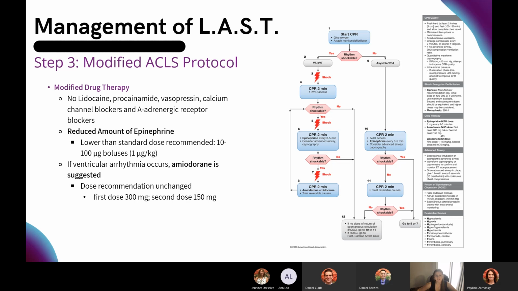Studies have shown that bupivacaine-induced asystole had poorer outcomes when provided epinephrine instead of lipid emulsion. The standard dose of epinephrine is 1 milligram every 3 to 5 minutes. The recommendation is to provide a lower dose, between a 10 and 100 microgram bolus, calculated at 1 microgram per kilogram. If ventricular arrhythmia does occur, amiodarone is suggested at the standard ACLS dosing. Also, the following medications should not be given: procainamide, vasopressin, calcium channel blockers, and alpha adrenergic receptor blockers.